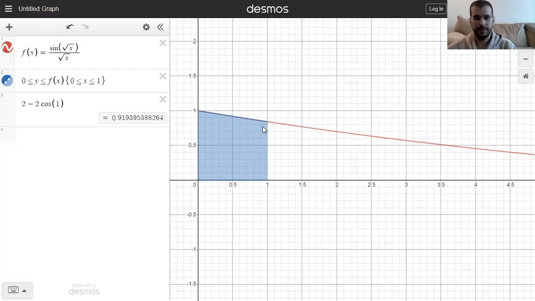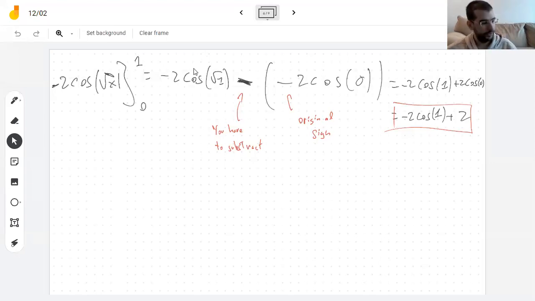So this is the function. This is the area underneath it between 0 and 1 that we wanted to compute. And we got 0.91. And that looks just about right, because this square has area 1. Could this be 92% of the square? I believe that. So, great news. Okay. Any questions?